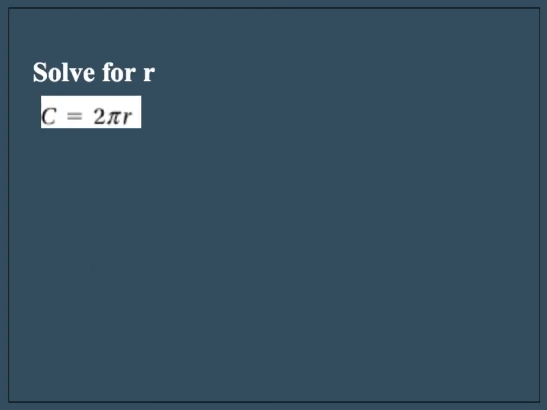So this next question says solve for R. I'm going to box in what I want to get by itself. I want to get R all alone. And I see that this is saying 2 pi times R. So what I want to get rid of is the multiplication. So I'm going to divide on both sides because that's the opposite of multiplying. I want to get rid of this 2 pi. And whatever I do to one side, I have to do to the other. So now I know C divided by 2 pi is equal to R. And that would be my final answer.